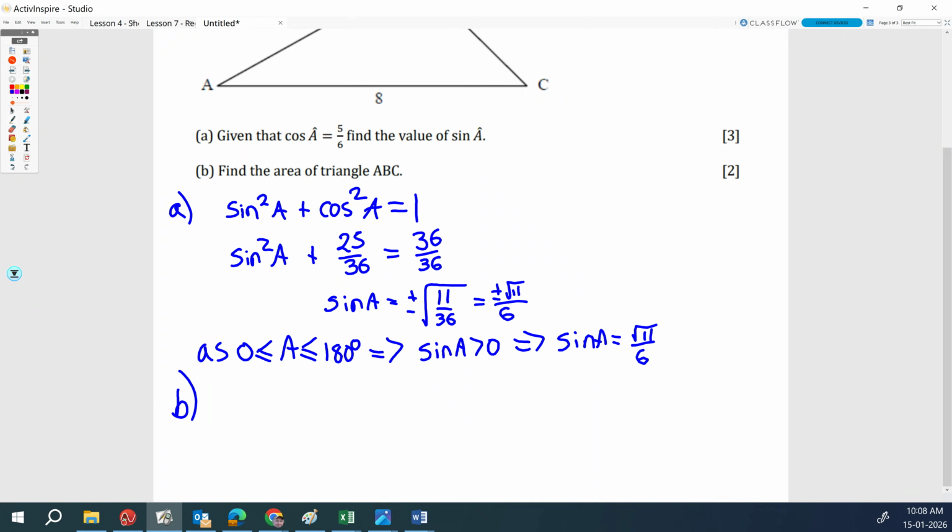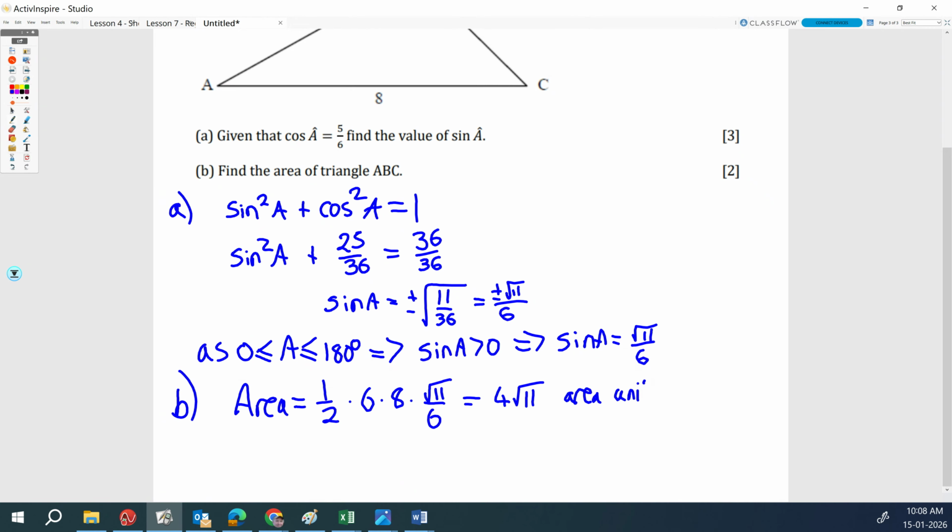B. Find the area of the triangle. Area is equal to a half a b sine C. So that's a half times 6 times 8 times the sine of A. The sine of A we've already worked out to be root 11 over 6. This cancels down a lot, so we get 4 root 11 area units.